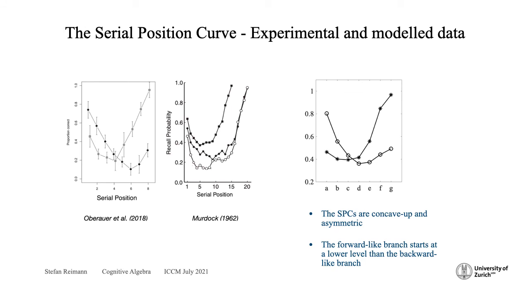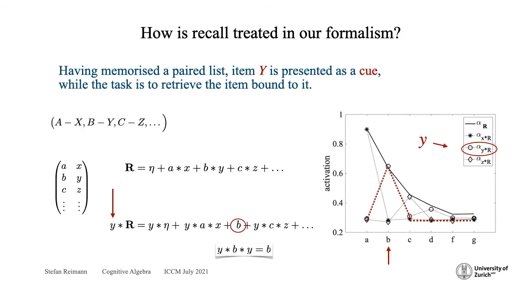These figures now compare empirical data with the simulation based on the algebra proposed. On the left, you see typical serial position curves of forward and backward serial recall. In the middle are data from free recall, while on the right, you see the results of simulations of the algebra proposed for different relative weights of activity gradients.